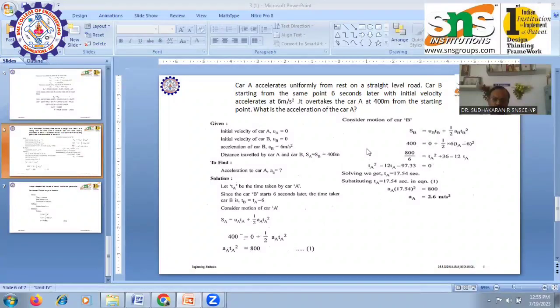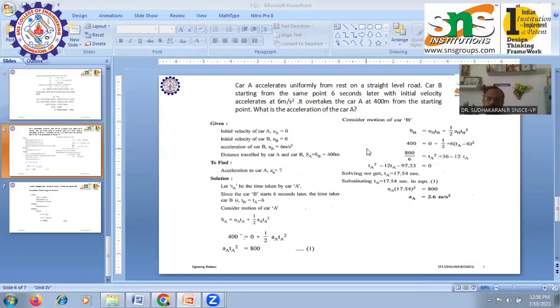Car A accelerates uniformly from rest, so the initial velocity of car A is equal to 0. The initial velocity of car B is also equal to 0 because it is also starting from rest, but it starts 6 seconds later. The acceleration of car B is given as 6 meter per second square. Car B overtakes A after 400 meters from the starting point. So the distance covered by A, SA, and distance covered by B, SB, both are equal to 400 meters.